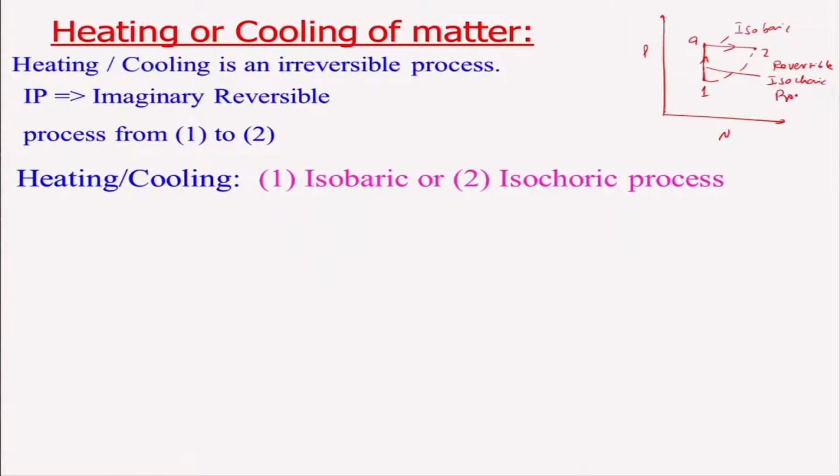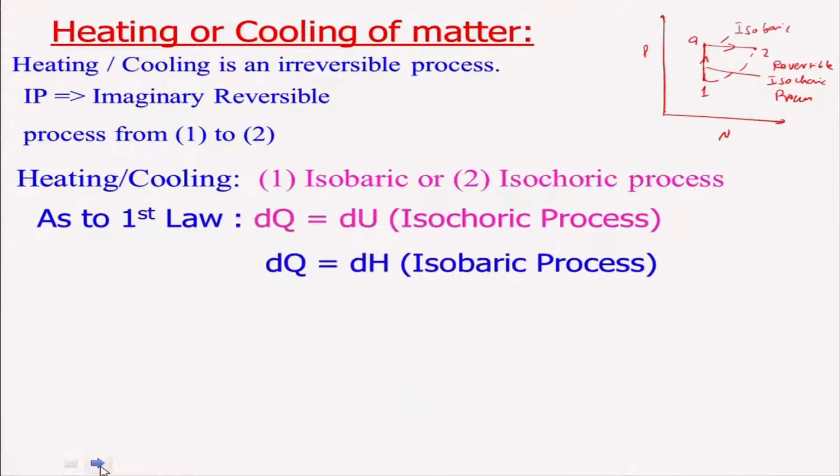So, heating and cooling can be considered as basically isobaric and isochoric processes, and as per the first law of thermodynamics, we know that dq is equal to du for the isochoric process, and for the isobaric process dq is equal to dh, we have already learnt.